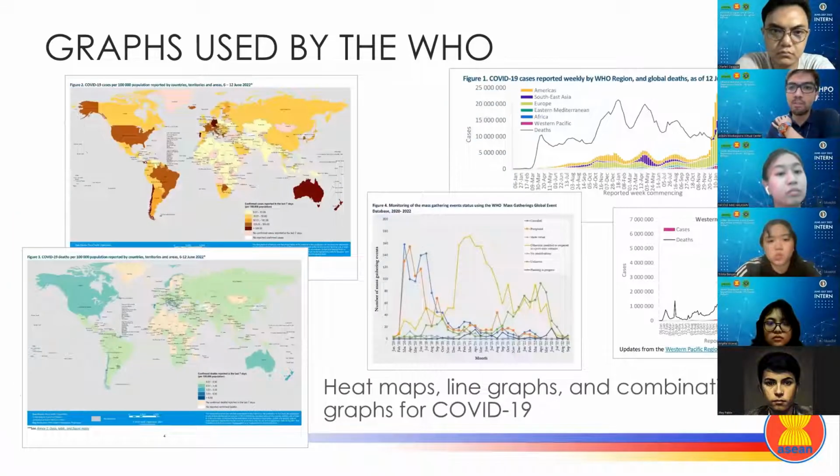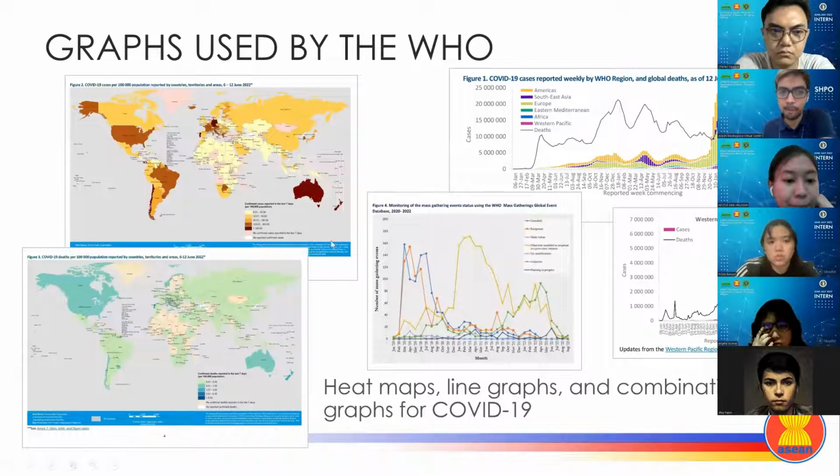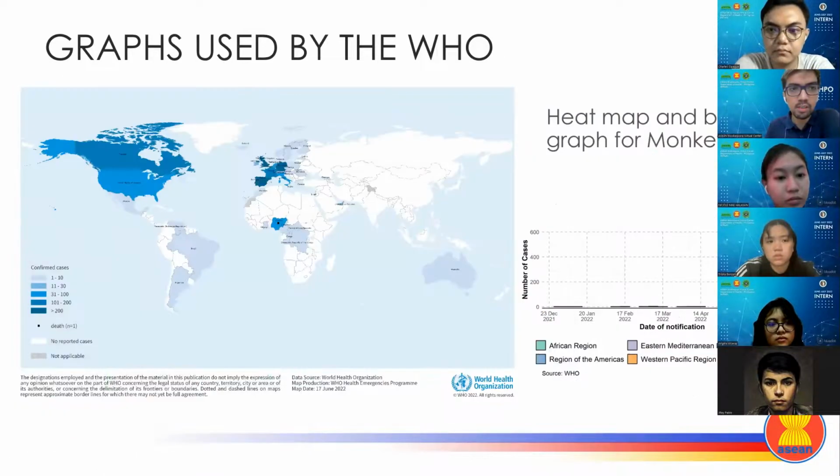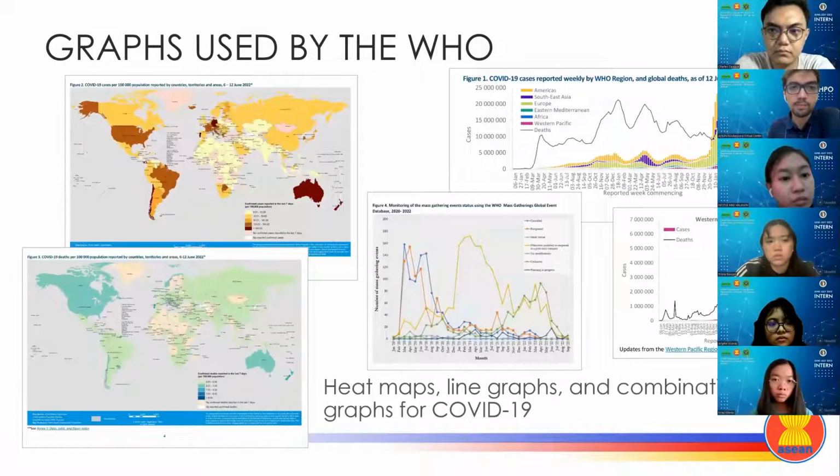These are graphs used by the WHO for COVID-19. So for COVID-19, they have two heat maps, geographical heat maps. One is for the cases in every 100,000 population, and the other is for the deaths in every 100,000 population. So the same with the monkeypox. I think they're using Robinson here.